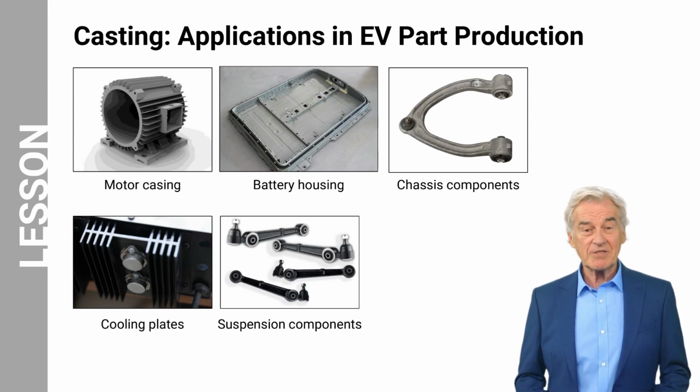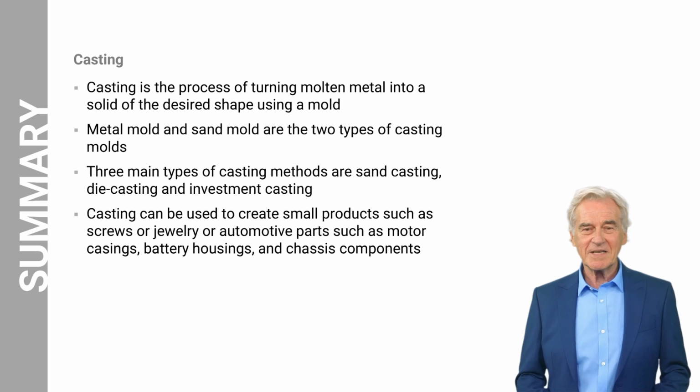Suspension parts, such as control arms and knuckles, are cast for strength, allowing them to withstand the stresses of the vehicle's suspension system. In summary, casting is a manufacturing process that involves turning molten metal into a solid of the desired shape using a mold, with two primary types of molds being metal molds and sand molds.